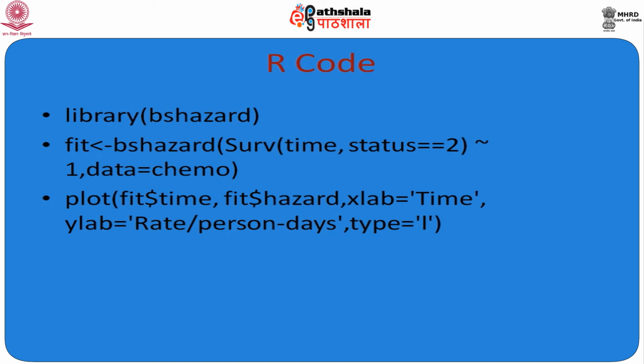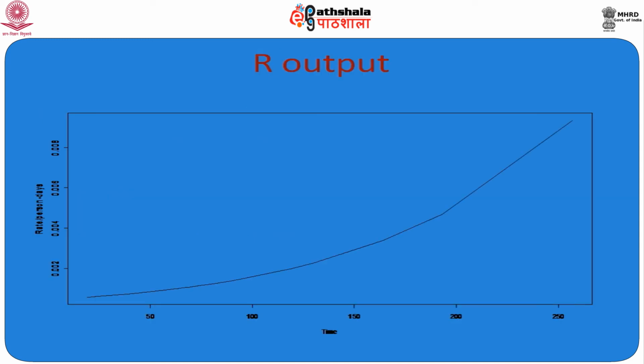Here we are coming to the R output. Let's see how it looks. It looks quite similar to the earlier output given by the previous functions, but here a wonderful interpretation is possible: the rate per person per day is given by this BShazard library function. The y-axis gives the hazard percentage and the x-axis gives the duration of follow-up.